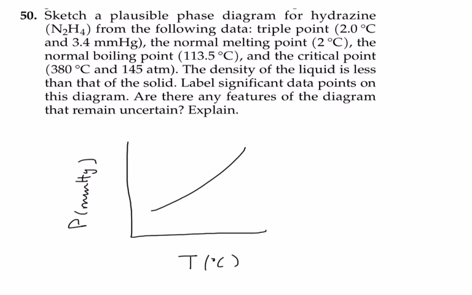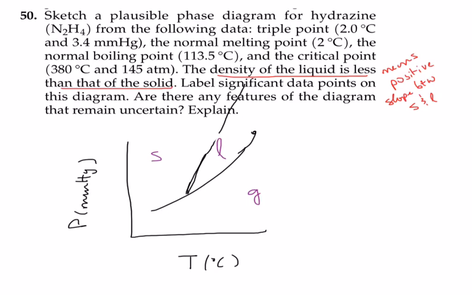All right. So the first one looks like this, where you get to draw a sketch. Okay, it's for hydrazine. They give you some information about hydrazine. So there's the first part of my Y. It says that the density of the liquid is less than that of the solid. So that means you do end up having a positive slope. I've gone ahead and drawn my split between my solid and liquid in that fashion.